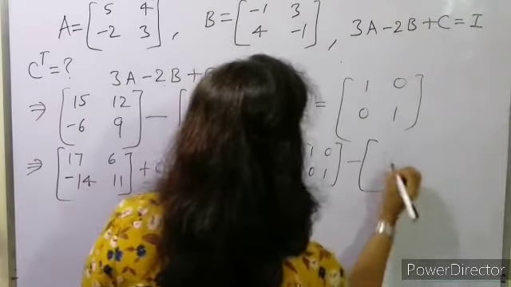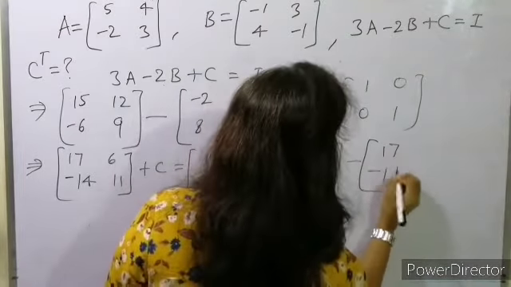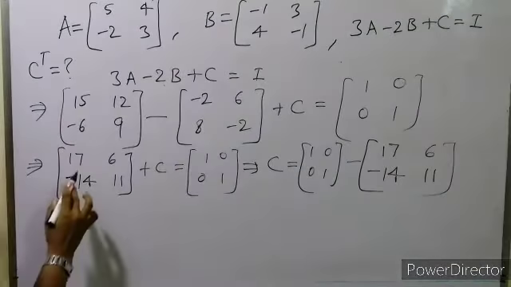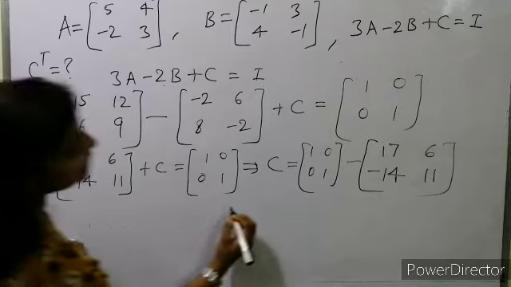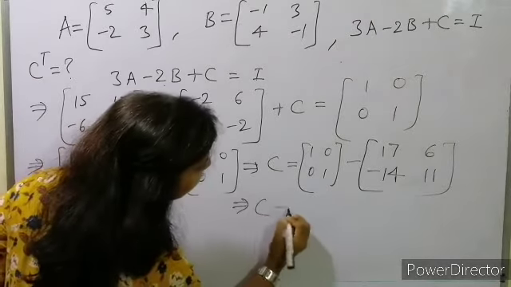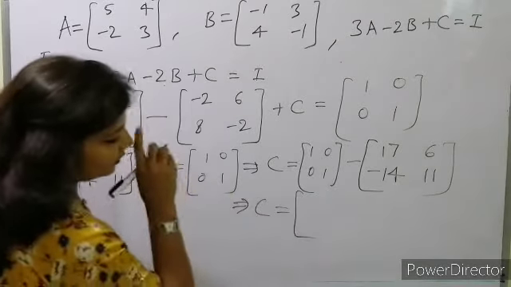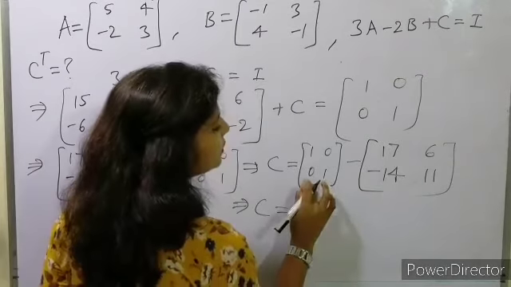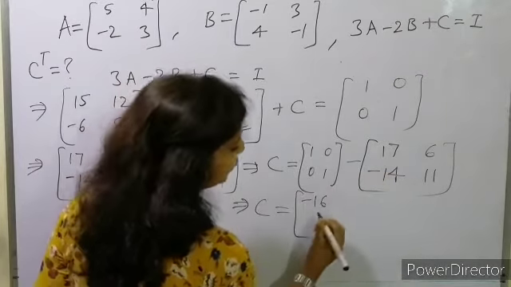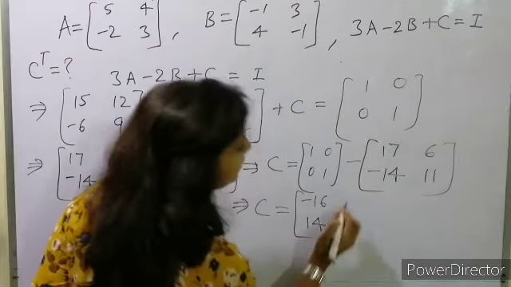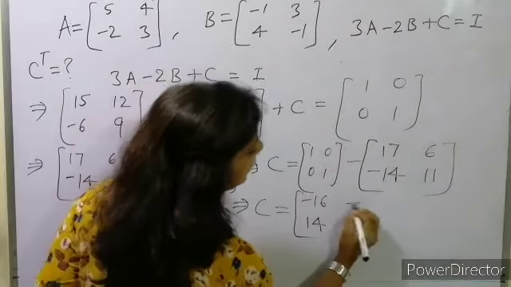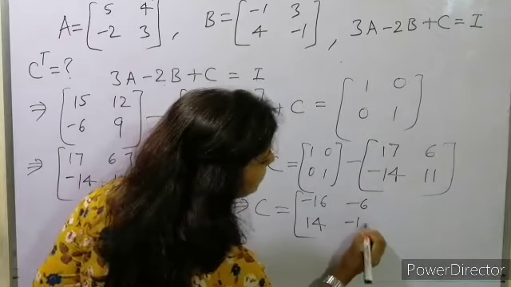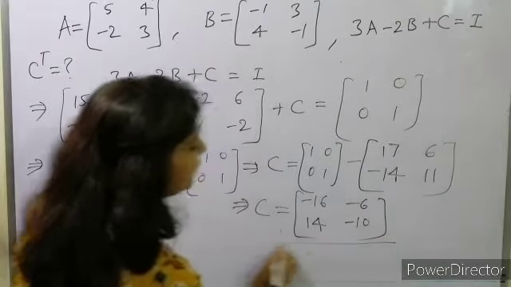So this matrix is 17 minus 14 6 and 11. Okay. So C is a matrix and the value of that matrix will be 1 minus 17, minus 16, 0 minus minus 14, so plus 14, 0 minus 6, so minus 6, 1 minus 11, so minus 10. So this will be the value of C.